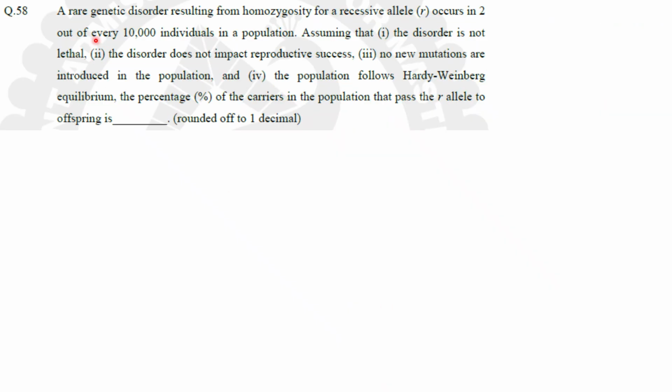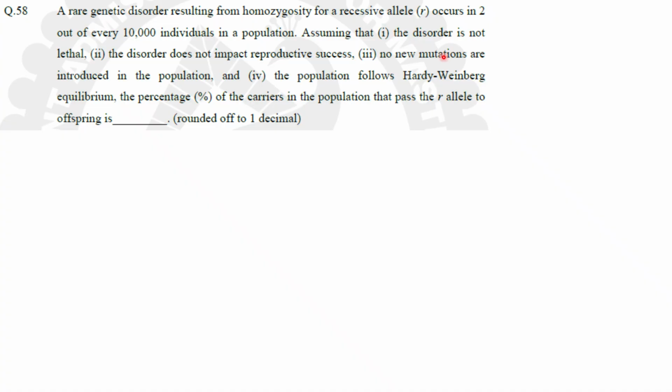Then next one. A rare genetic disorder resulting from homozygosity of a recessive allele occurs in 2 out of every 10,000 individuals in a population. So 2 out of every 10,000 individuals in the population is the frequency of the homozygous recessive genotype, that is q square, rr condition, small r, okay. So that is the q square they have given.